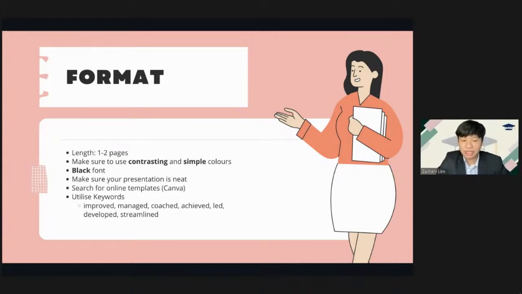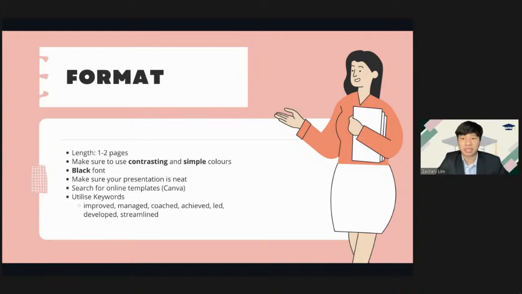Okay, so the next thing is to utilize keywords. There are a few keywords that I've selected here, like improved, managed, coached, achieved, led, developed, and streamlined. If you search online, you can find way more keywords that you can use within your CV. Basically, these keywords are power words that people use in their CVs to really amplify what they've done.